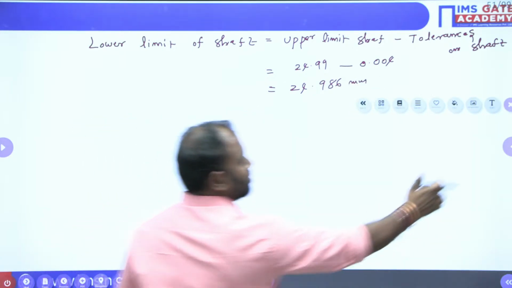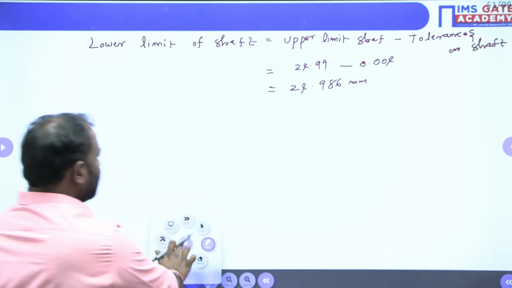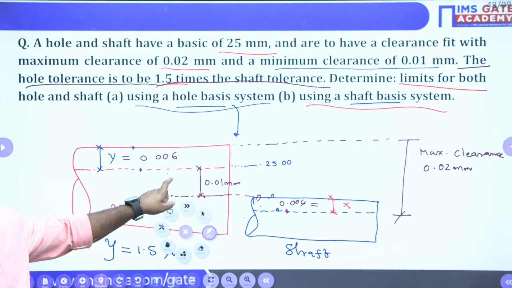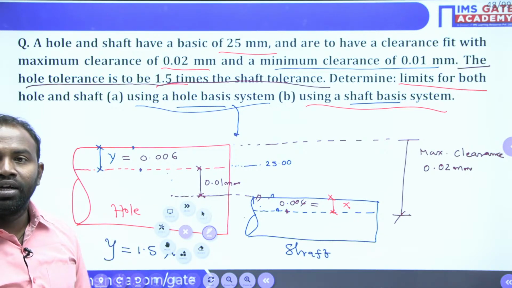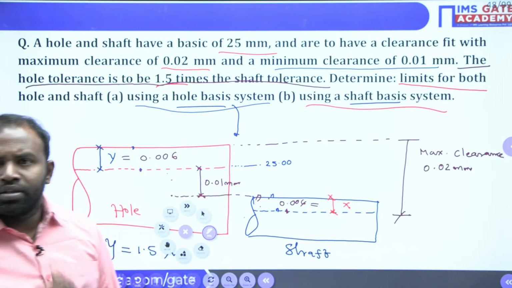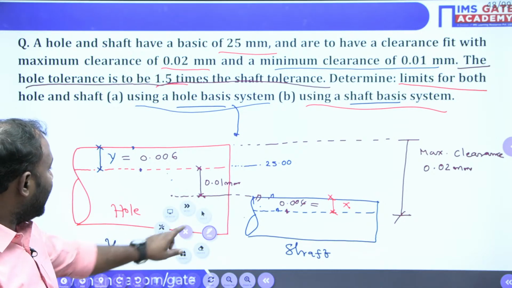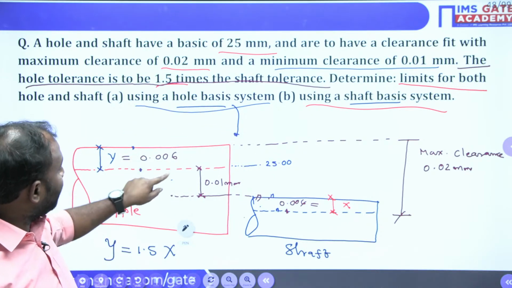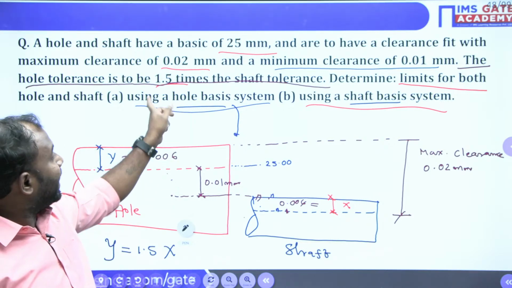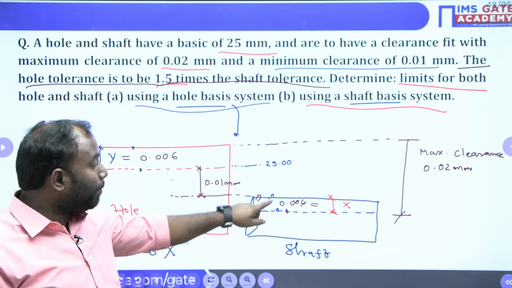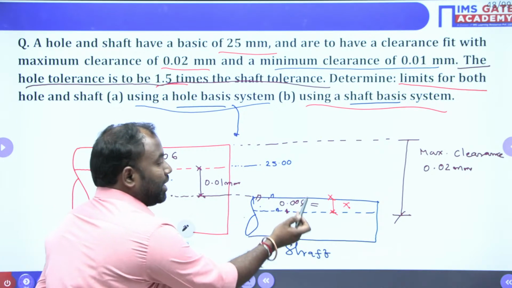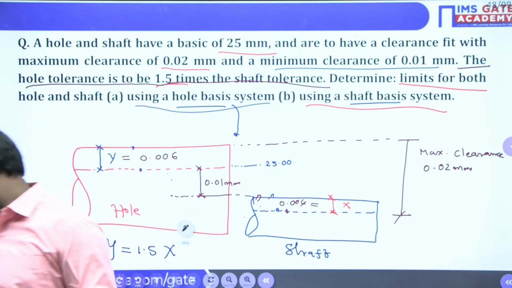Yes, guys. Next, this is the hole base system. In the hole base system, what happened now? We fix that the lower limit of the hole is constant. Yes, guys. Now, in the shaft base system, what happened now? The upper limit of the shaft is going to be constant. That is equal to basic size.